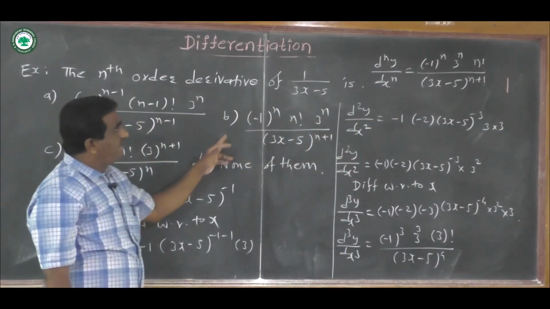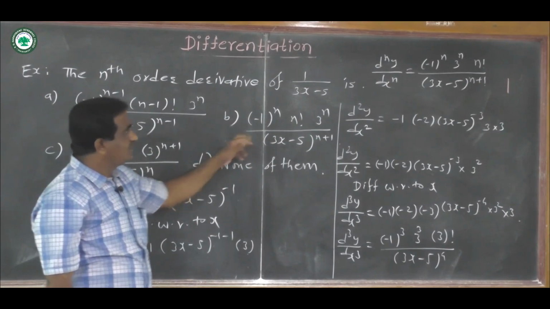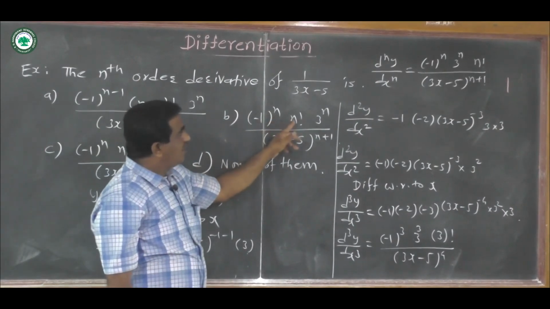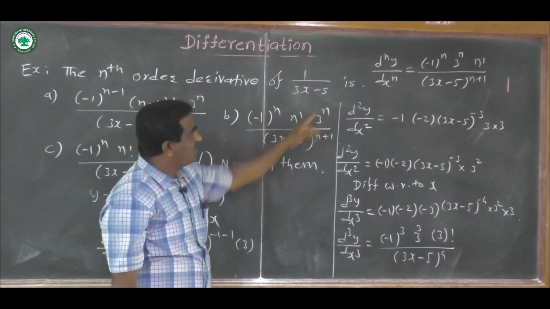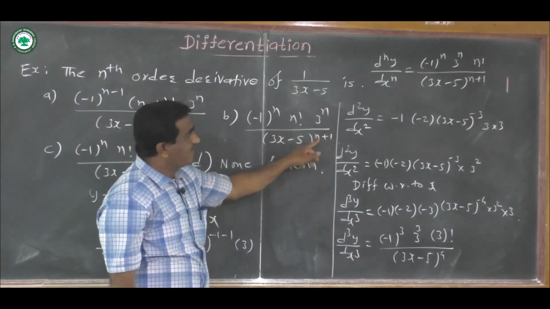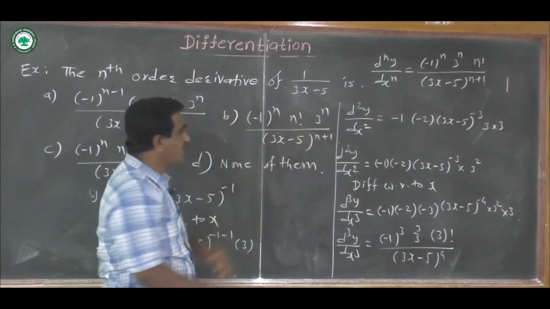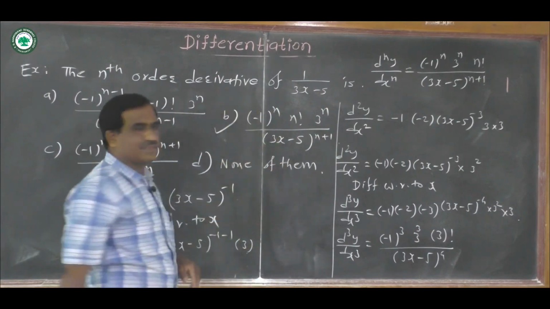This answer is in option B: minus 1 raised to n into n factorial into 3 raised to n upon (3x minus 5) raised to n plus 1. This is the correct answer.